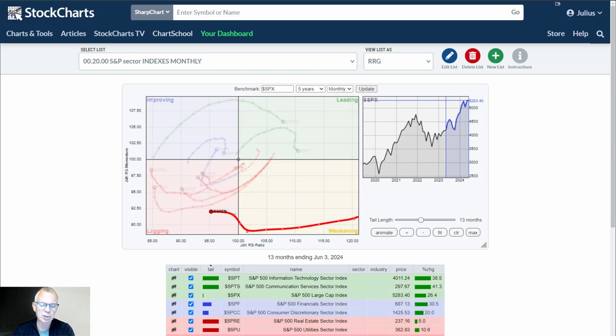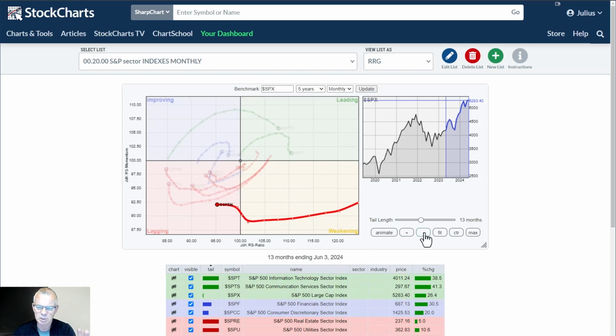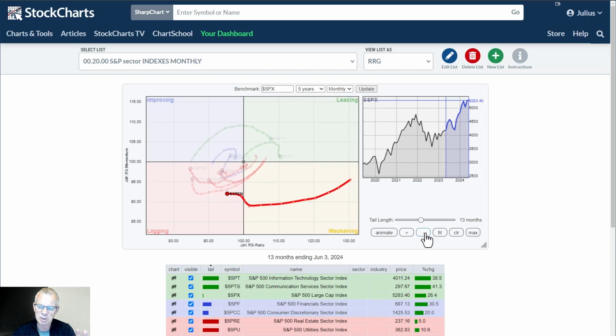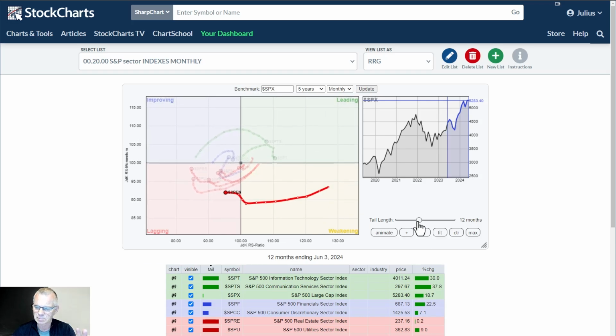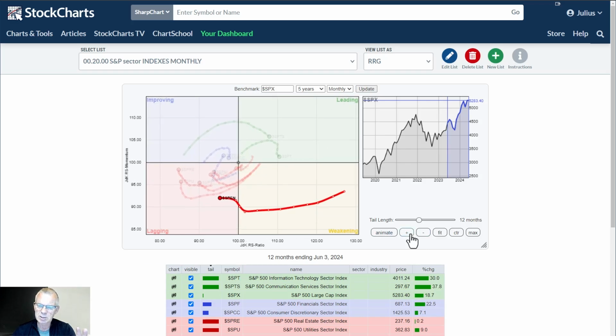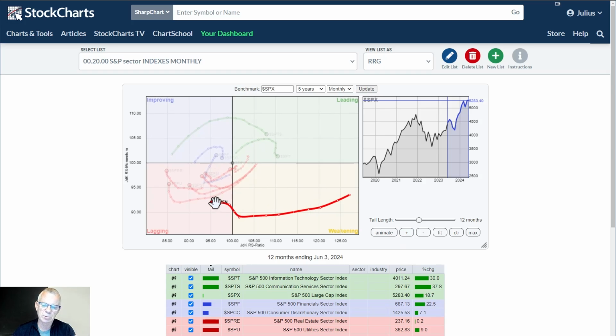Same for energy. Energy has been very strong recently, but if you put it into a longer term perspective, look where energy is coming from. This is like 12 months. This is a really long move, and we just moved into the lagging quadrant. Shorter term, energy stocks are doing really well, but look at this, it's still moving lower on the RS ratio scale.